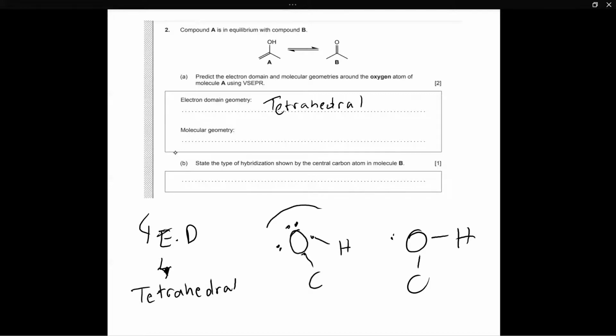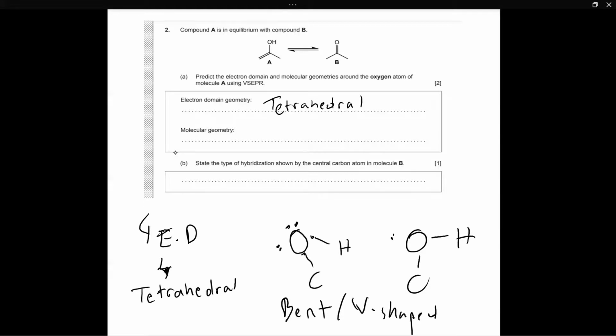And the molecular geometry of such a shape is called, by the looks of it, bent. That's the molecular geometry, or V shape, because it looks like a V. So this is the molecular geometry.